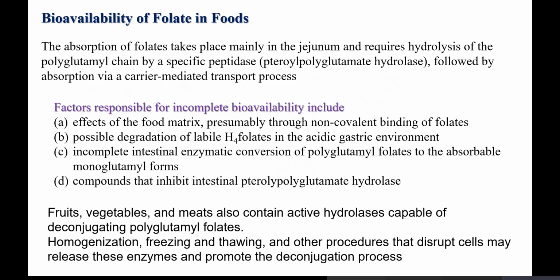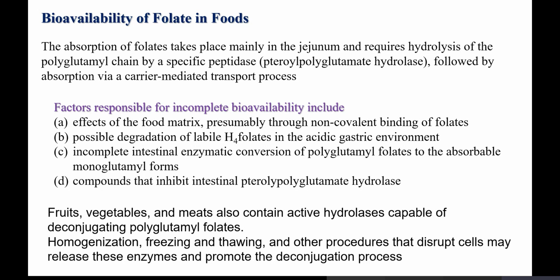So what is the bioavailability of folate in food? The absorption of folate takes place mainly in the jejunum, and it requires hydrolysis of the polyglutamyl chain by a specific peptidase enzyme called pteroyl polyglutamate hydrolase. This is followed by absorption via a carrier-mediated transport process. There are multiple factors responsible for incomplete bioavailability, and that includes the food matrix. As I said, whether you consume spinach juice, raw spinach or cooked spinach.